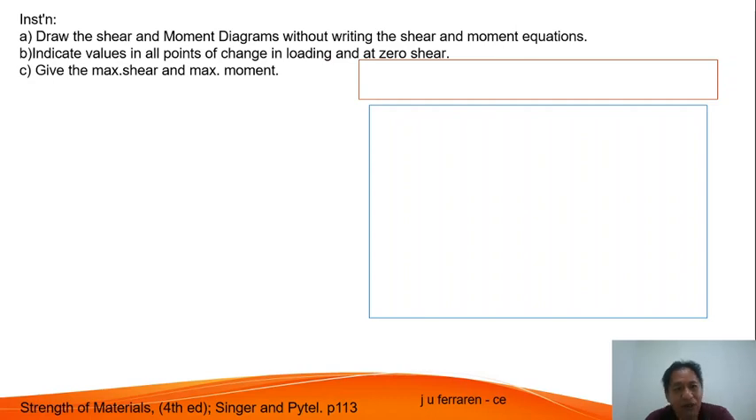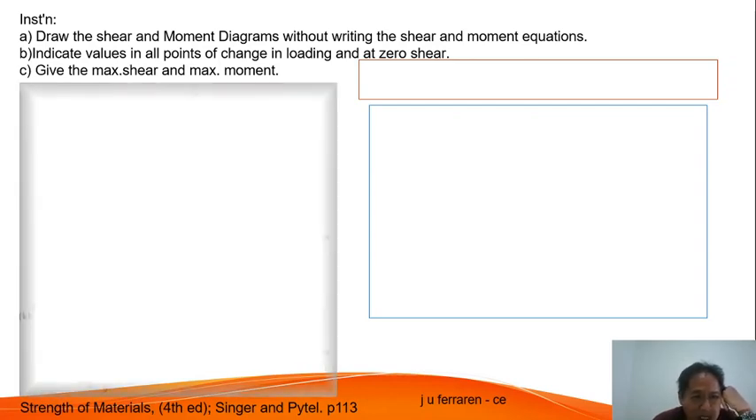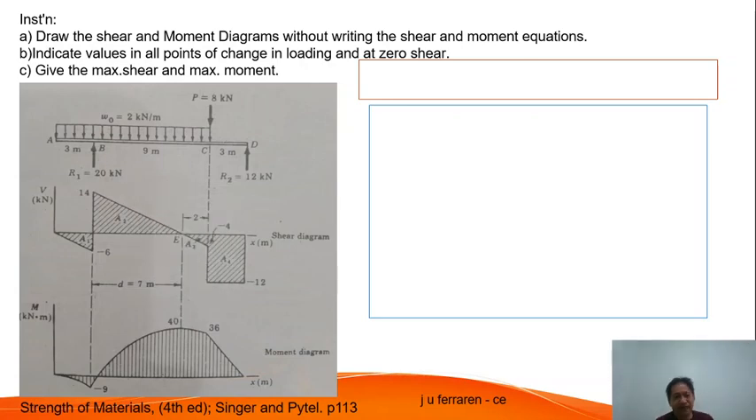Okay? Now, you are asked to give the shear and moment diagram without writing the shear and moment equation, same as what we discussed previously. Then, indicate the values of moment and shear at all points of change in loading and at zero shear. Then, give the maximum shear and maximum moment. Okay, for example, this one.